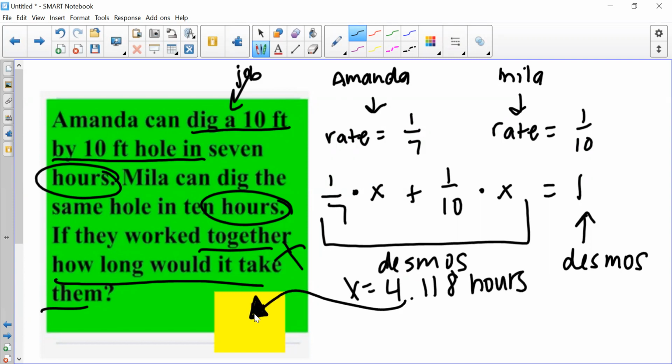Again, if you liked solving them by hand yesterday, you can continue doing that. But you also can type these equations in Desmos, just showing you a second option.